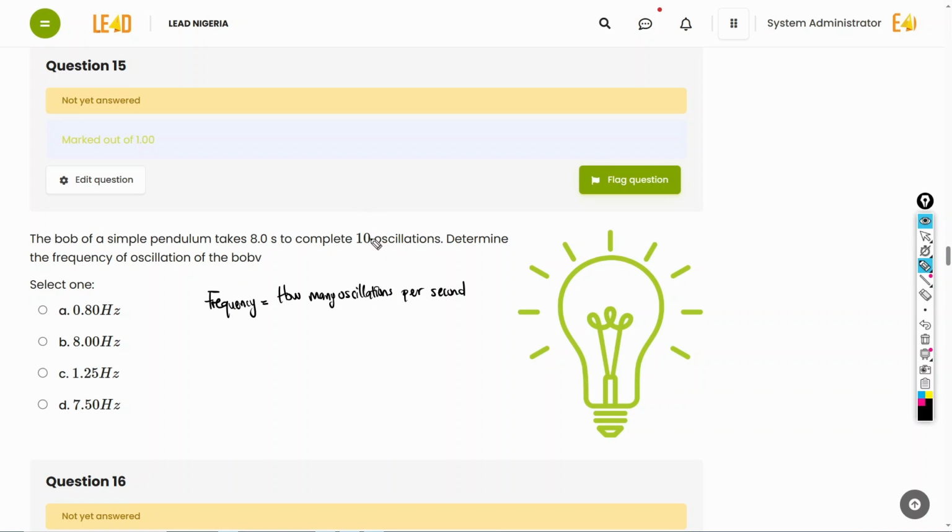So there are 10 oscillations in 8 seconds. So in 1 second, you have to divide those 10 oscillations by 8 seconds to know how many oscillations you have in each second, right? If you divide that, that gives you 5 over 4, which is 1.25 rather. So 1.25 hertz. All right, so the unit of hertz is actually just per second. That's option C.